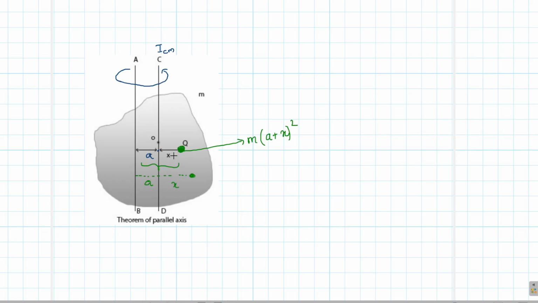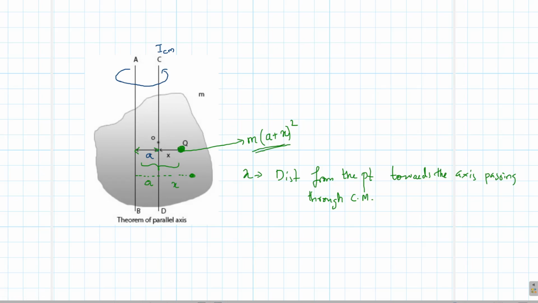What is x? You have to note that x is the distance from the point for which we are finding the moment of inertia towards the axis passing through the center of mass. And a is the distance from the axis passing through the center of mass towards the axis about which we are finding the moment of inertia. So in this way, we can represent the moment of inertia of all the particles inside this body.